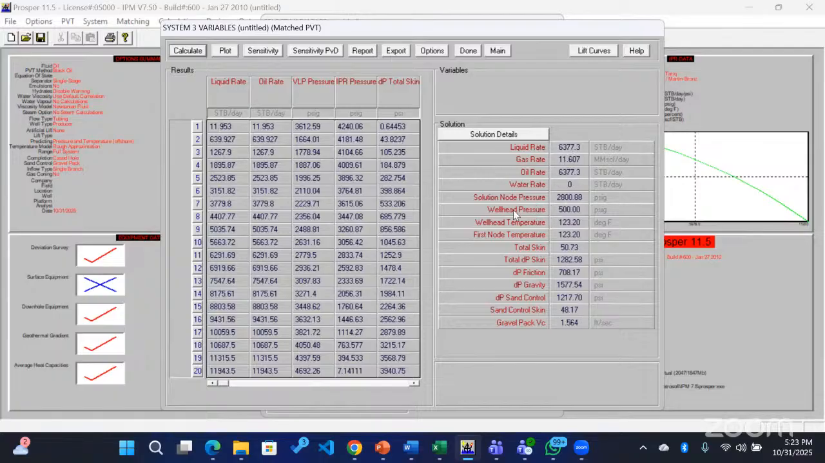Solution node pressure, wellhead temperature. This is the summary of the results. So we have our results here in 20 places. So that's on that. Then let's visualize it by clicking plot. Let's see system plot.